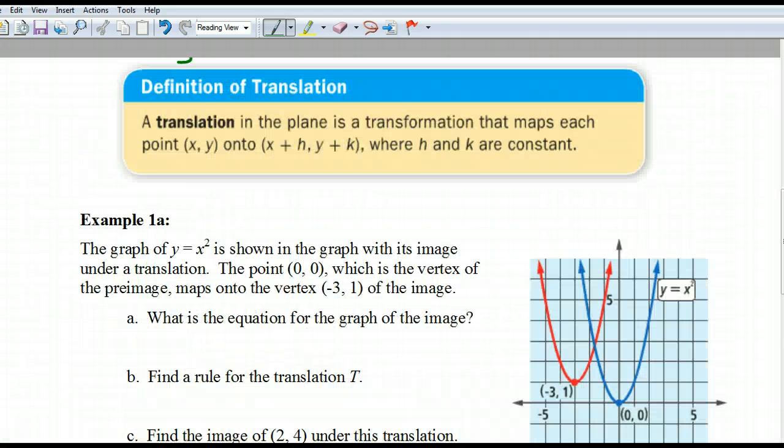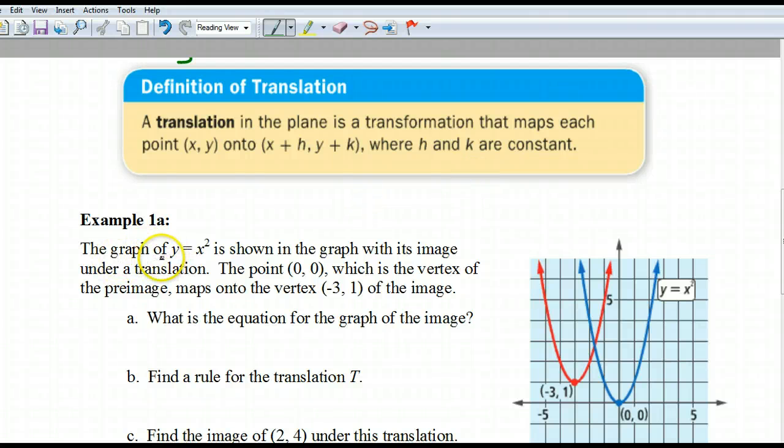So our definition of a translation: a translation in the plane is a transformation that maps each point (x, y) onto (x + h, y + k), where h and k are constants. It can be any number in h and k. So let's look at this first example.